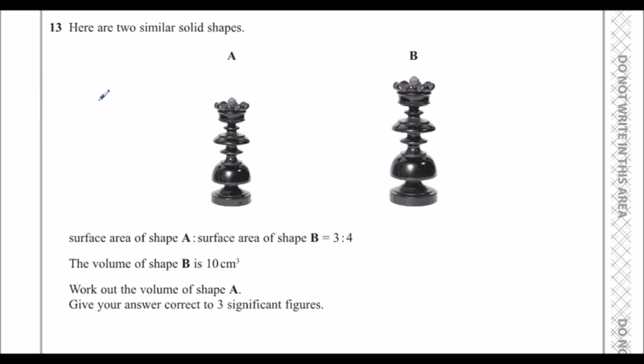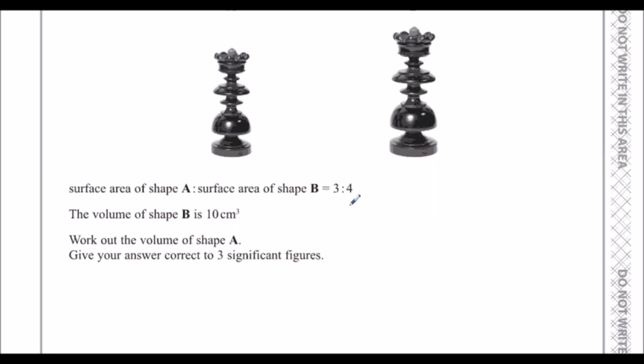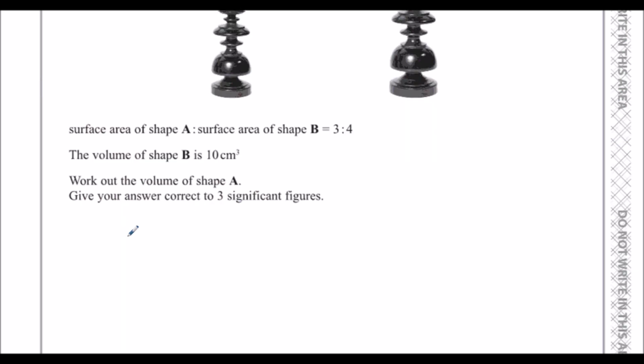Question 13. Here are two similar solid shapes. The ratio of surface area of shape A to surface area of shape B is 3 to 4. So the scale factor for surface area is the scale factor for lengths squared. So for the scale factor for lengths, the ratio is going to be the square root of this. So the square root of 3, so the scale factor for lengths is square root 3 to square root 4.